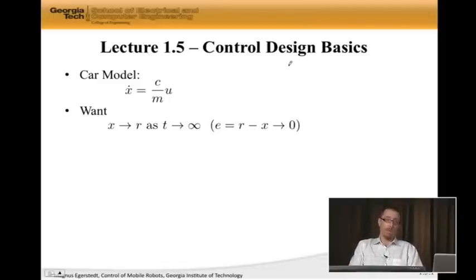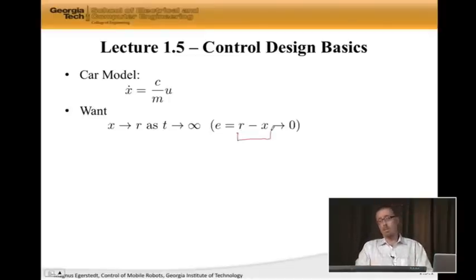What we want, of course, is that x should approach r. Recall that r was the reference velocity that we wanted the car to get to, and x is the actual velocity. Typically in control design, you talk about asymptotic properties, which is fancy speak for when t goes to infinity. So what we want is, after a while, x should approach r. The velocity should approach the reference velocity. Or another way of saying that is that the error, the mismatch or imbalance between the two velocities, should approach 0. That's what we want.